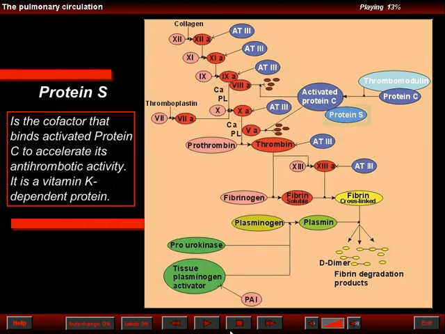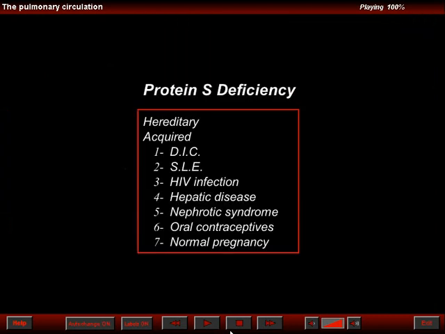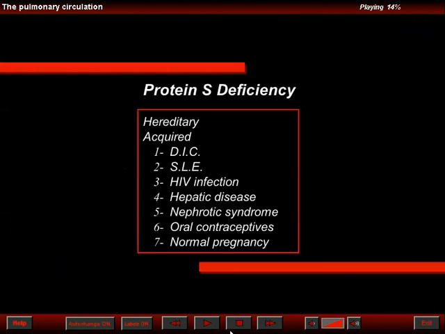Protein S is the cofactor that binds activated protein C to accelerate its antithrombotic activity. It is a vitamin K-dependent protein. Protein S deficiency can also be hereditary or acquired. The acquired forms include disseminated intravascular coagulation, systemic lupus erythematosus, HIV infection, hepatic disease, nephrotic syndrome, the use of oral contraceptives, and normal pregnancy.